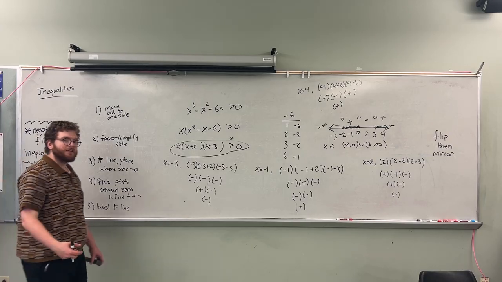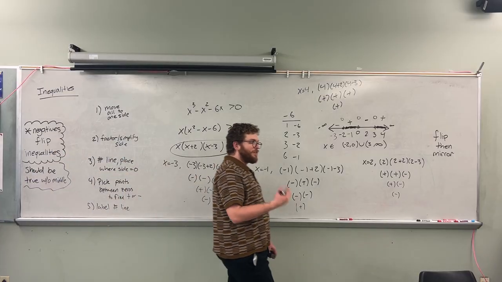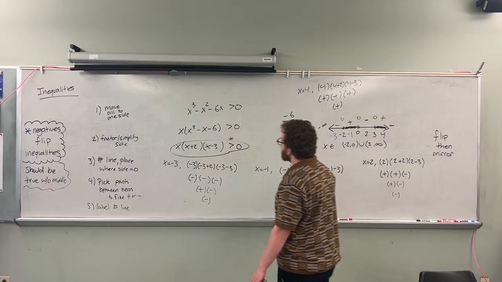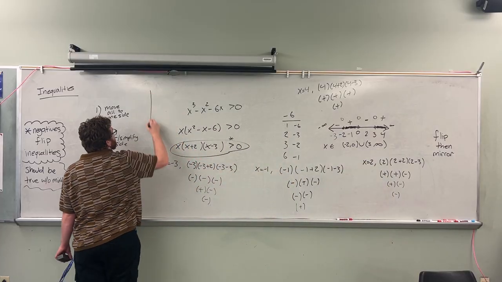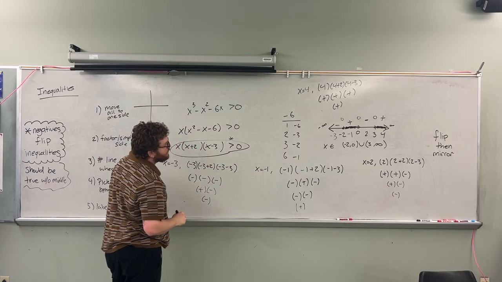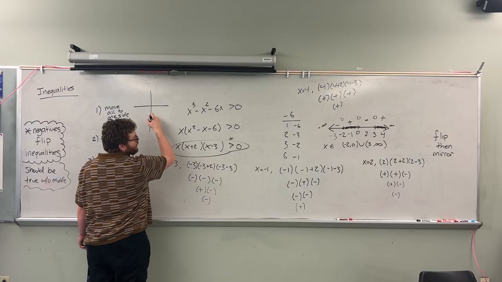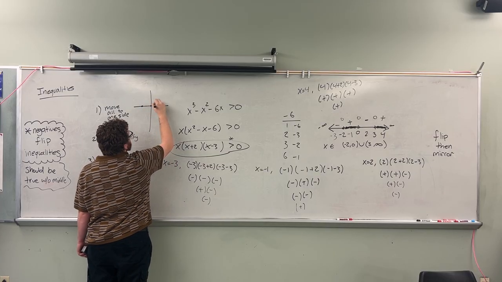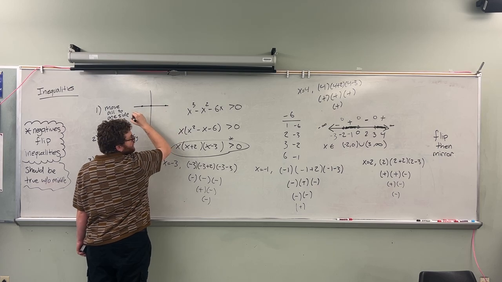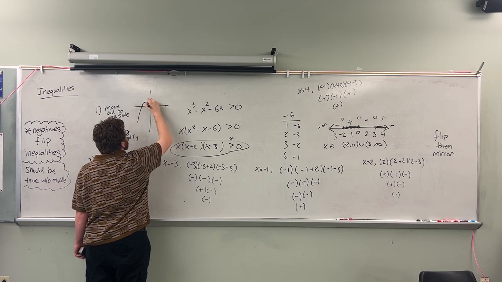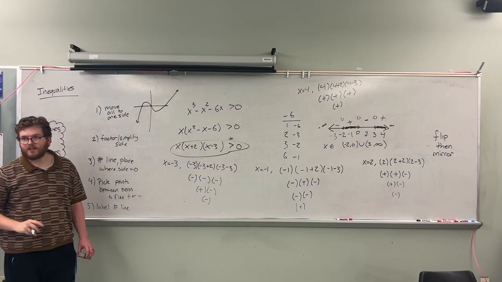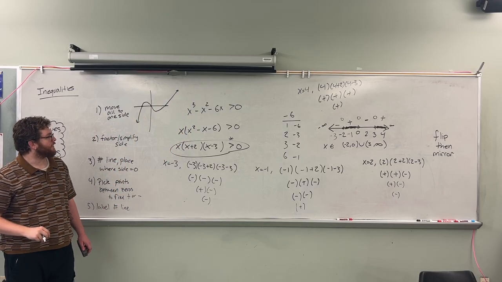When we go into graphing equations, graphing is another very useful tool for doing this, because an equation like this has zeros at negative 2, 0, and positive 3. If I graph this, I can very easily tell where things are negative.